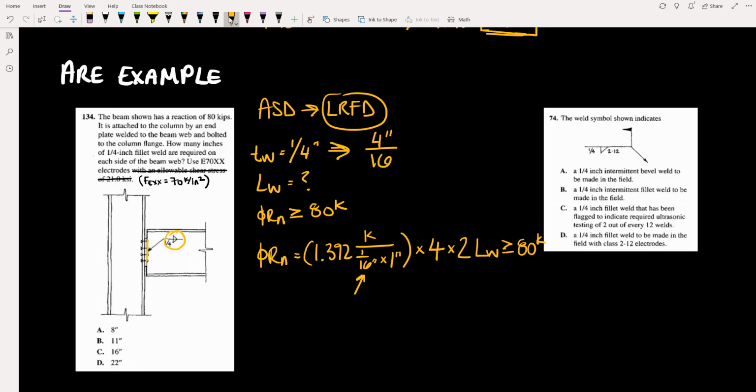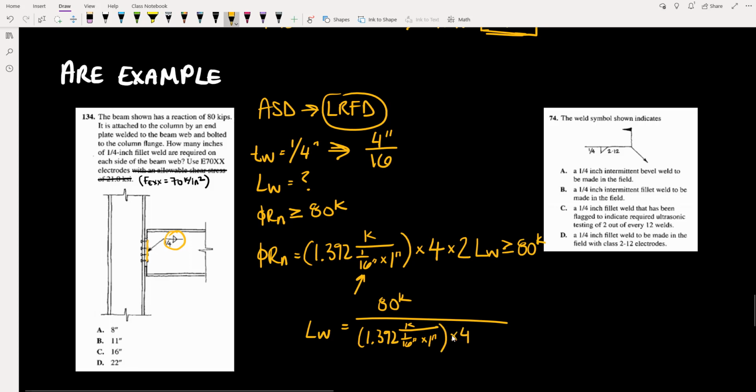Now solving for our length of weld, we get 80 kips divided by 1.392 kips per 1/16 of an inch of thickness per inch of length times 4 times 2. And we get 7.2 inches, which we will round up to a whole number, 8 inches.